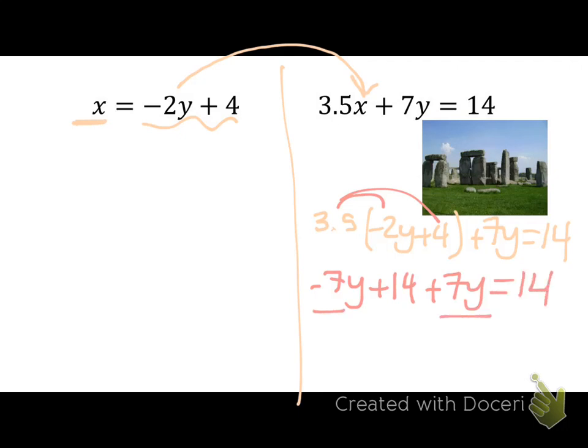Combine our like terms. Since they're on the same side, we're going to do what it says to do in front. We're not going to add the opposites or anything like that because they're on the same side. We're not moving from one side of the equal sign to the other. So negative 7y plus 7y is 0. So I'm going to have 14 equals 14. Does 14 equal 14? Well, yeah. So my answer is going to be infinite. Infinite means that these two lines should be sitting on top of each other. They will have an infinite number of solutions.